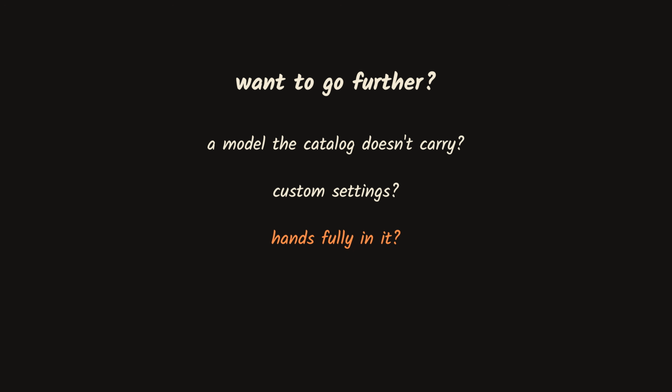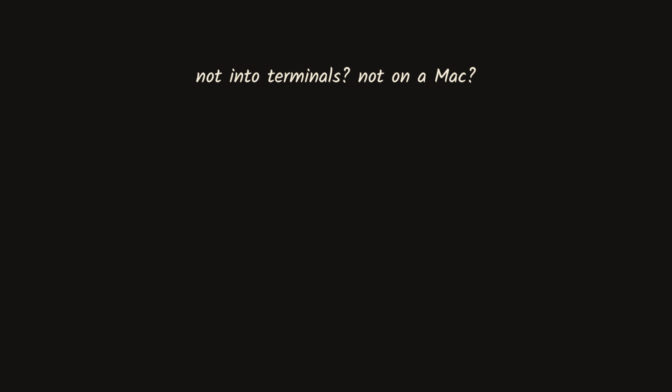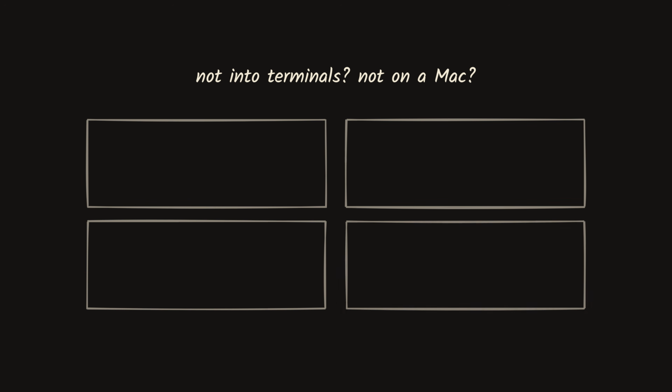Want to go further? A model the catalog doesn't carry yet, custom settings, hands fully in it? Go straight to llama.cpp. It runs everywhere. One line via Winget on Windows or Homebrew on Mac. But it's a command line tool, so you're in a terminal. Not into that? Not on a Mac? Or just want a friendlier, fuller app? You've got real options, and they're not interchangeable.